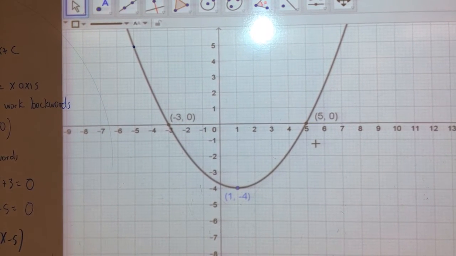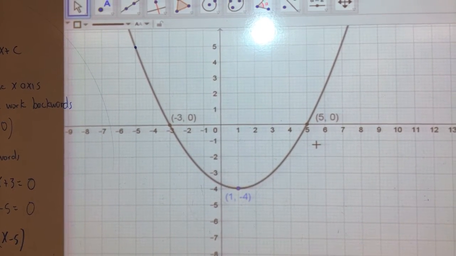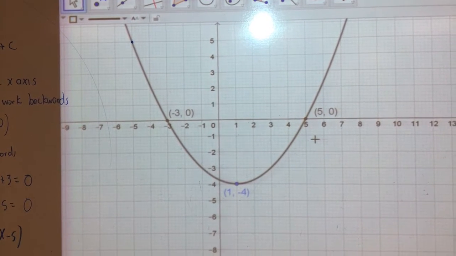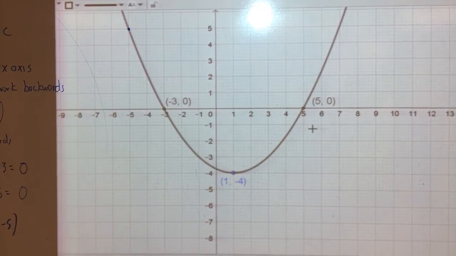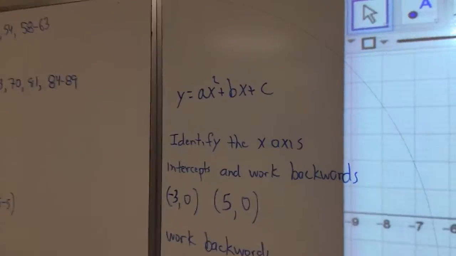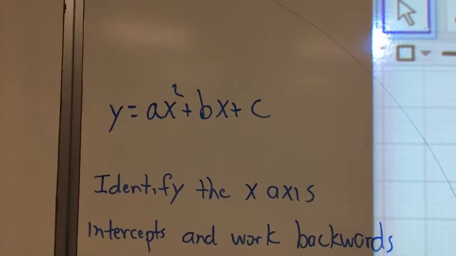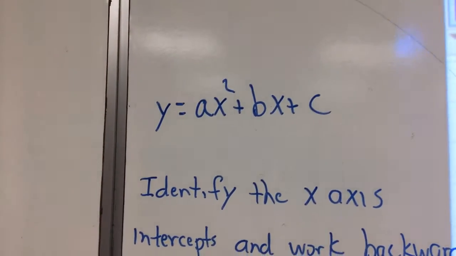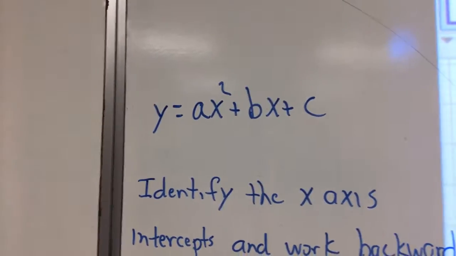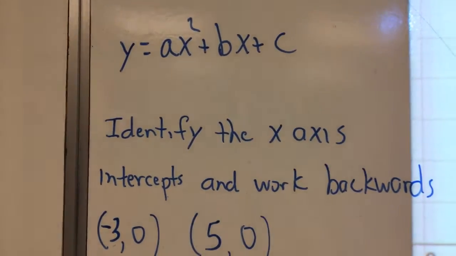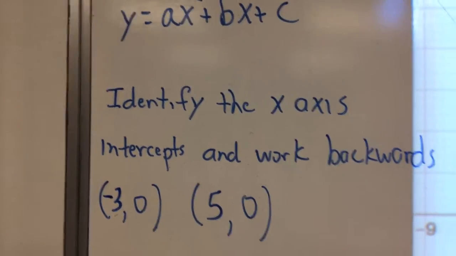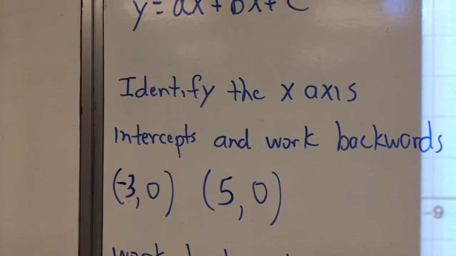Okay, so there's your parabola. Notice it crosses the x-axis at -3, and it crosses the x-axis at 5, and the vertex is at (1, -4). Now, I want the equation in standard form. That's what I want. I want some kind of f of x or y is equal to ax squared plus bx plus c. So the first thing we're going to do, we're going to identify the x-axis intercepts. Okay, and we're going to work backwards.